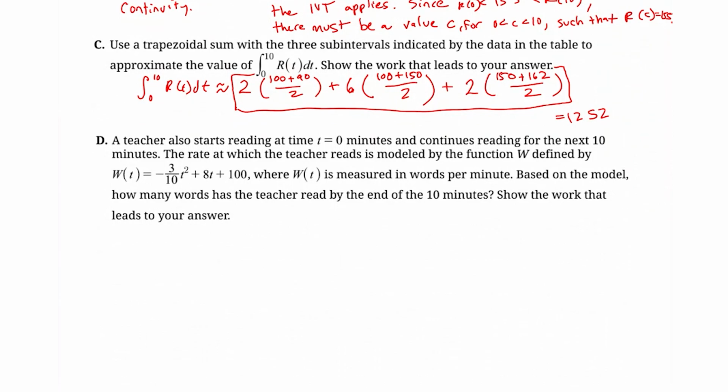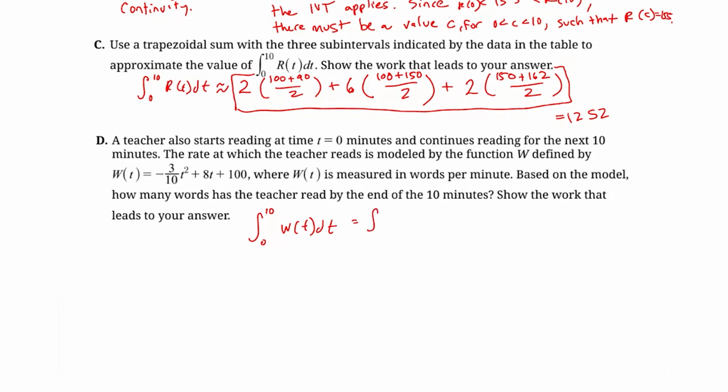So we are going to treat this as an accumulation problem. We are going to accumulate all the words that we're reading between time equals 0 and time equals 10. In other words, we're going to find the integral from 0 to 10 of W(t). That's our setup. I think if you write that down, you're probably going to get a point. Although, again, once the scoring guidelines come out, we can verify that.